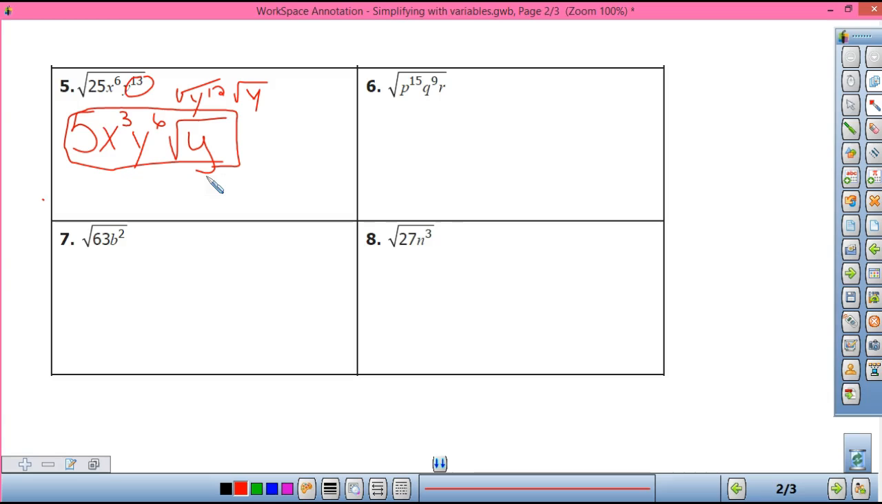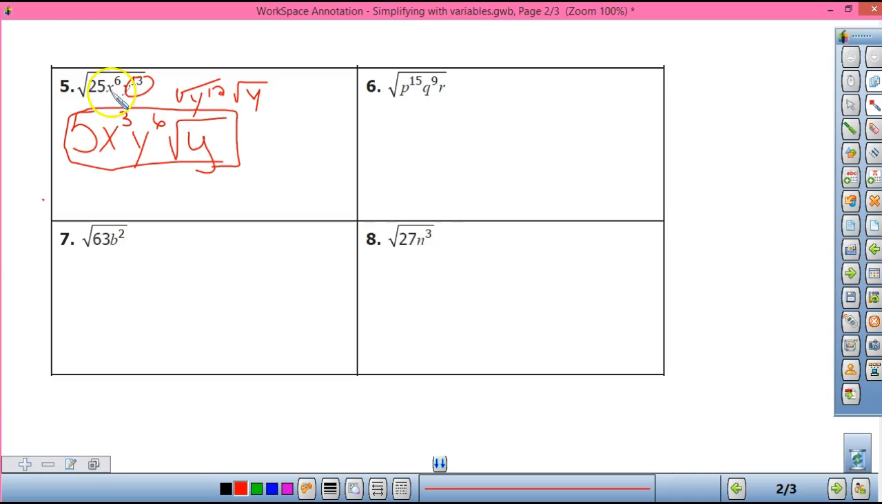Yep. That's as far as the variable can go. Okay? Not done. We took 6 divided by 2. Okay, does that make sense?